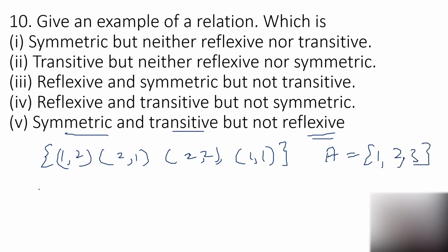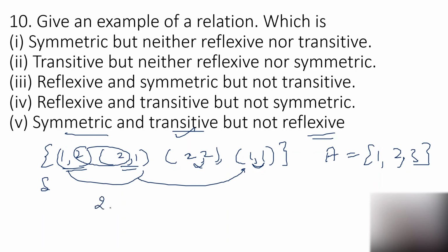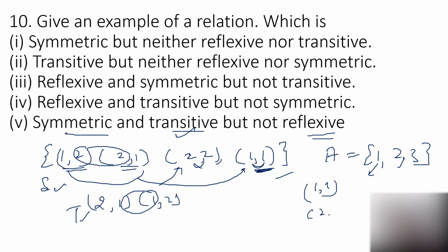Now we can check it. Is it symmetric? Yes, as (1,2) is there, (2,1) is here. Is it transitive? Yes, it is transitive, because (1,1) also belongs to it. And if we take (2,1) and (1,2), then (2,2) is also here. So it is transitive also, symmetric also, but this is not reflexive. Why? Because (1,1) belongs to this, (2,2) belongs to this, but (3,3) does not belong to this. Therefore, this is not reflexive.